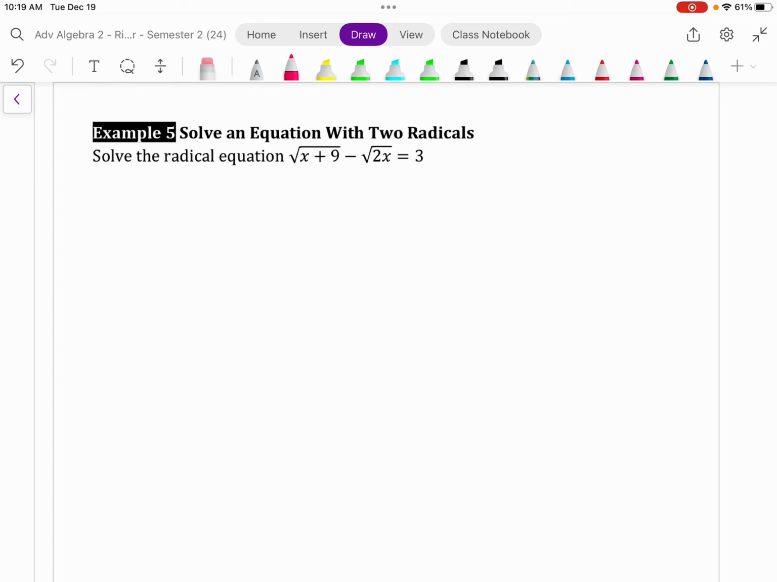For the last one, this is your advanced problem. So if you are feeling confused about the other problems, I would hold off on this problem until you have practiced and until you have asked Miss Reidner all the questions that you need. Okay? So, for this one, first thing we're going to do is get a radical on each side.